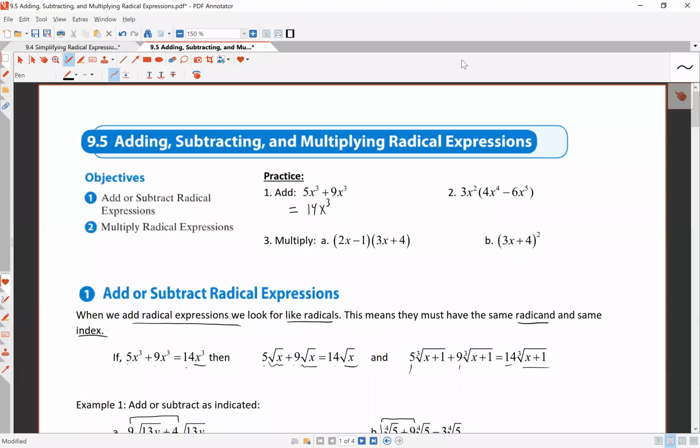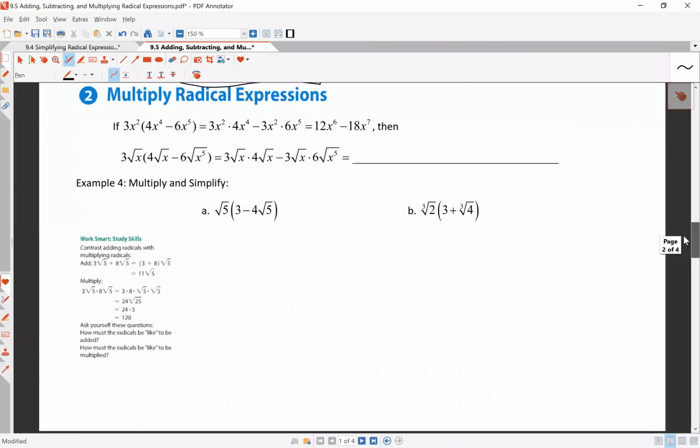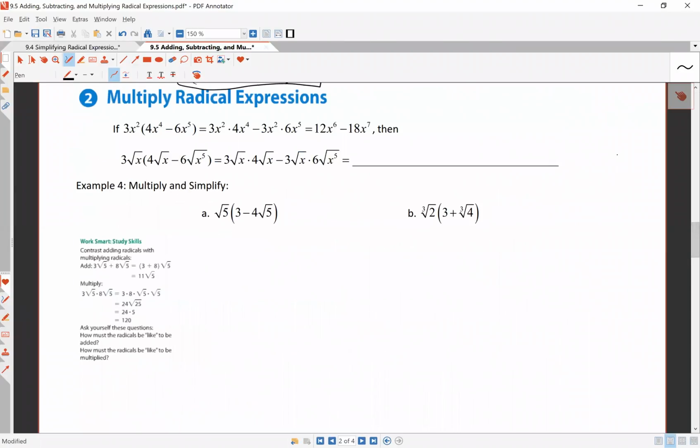This video covers section 9.5, adding, subtracting, and multiplying radical expressions. Objective 2, multiply radical expressions. When multiplying radical expressions, we model the process after the way we did it with algebraic expressions.